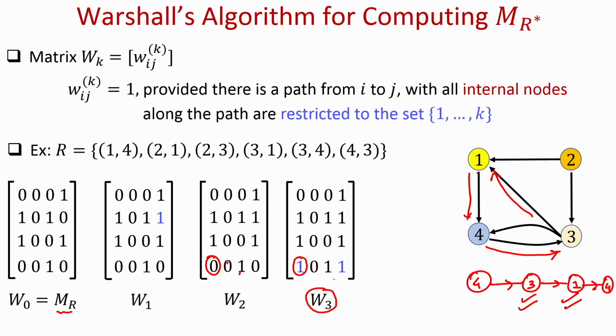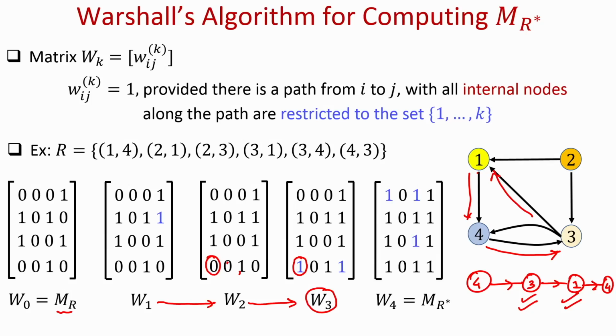So, you see the idea here is that as I keep on going to the next sequence of matrix, I am allowing you to include more and more new intermediate nodes as valid intermediate nodes in the path from i to j. In matrix W2 I was not allowing you to include node number 3, I was only allowing you to include node number 1 and node number 2, but when I go to matrix W3 I am giving you more flexibility. I am giving you the flexibility to even include node number 3 along with node number 1 and node number 2 as possible intermediate nodes.